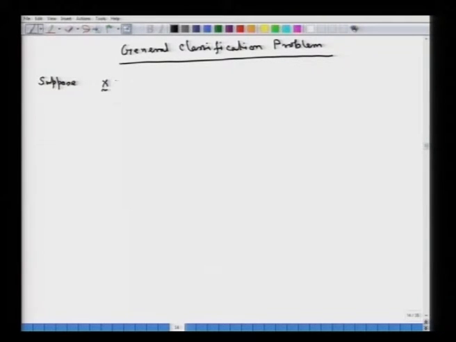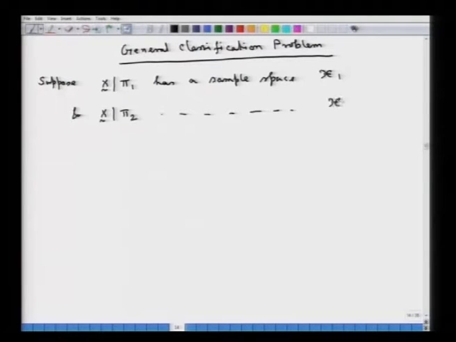Suppose x, the multivariate random vector, is from the pi 1 population, which has a sample space, say script x1, and x given the second population, we are still looking at a two population problem, has a sample space similarly, say script x2. Now, x1 union x2, the union of the two sample spaces, is the entire space of possible x vectors.